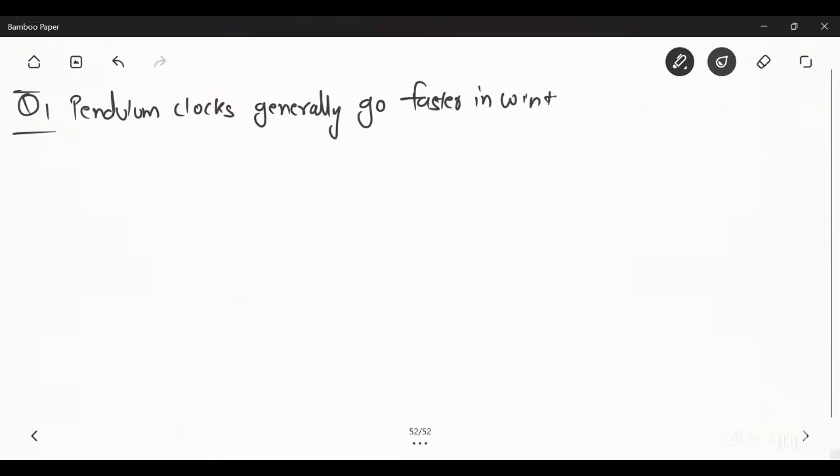Question first, pendulum clock. Pendulum clocks generally go faster in winter and slower in summer. Why?